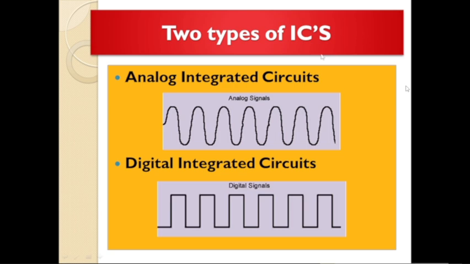Two types of integrated circuits are there: analog integrated circuit and digital integrated circuit. Analog is a continuous wave. You can see here this is like a sine wave, and the digital integrated circuit is a square wave.